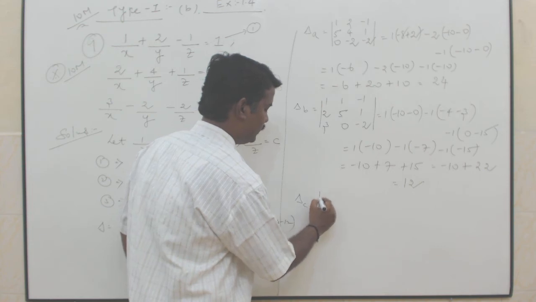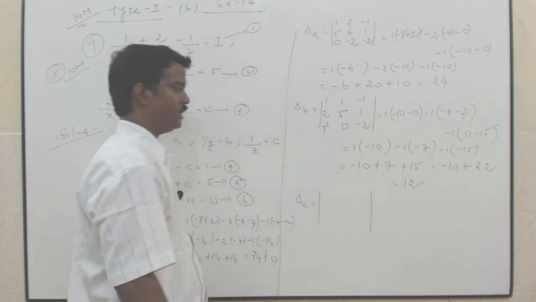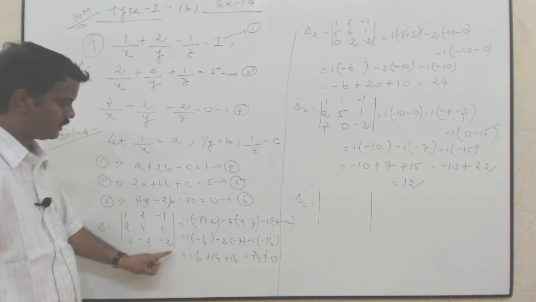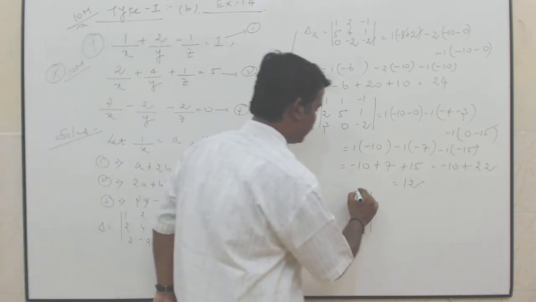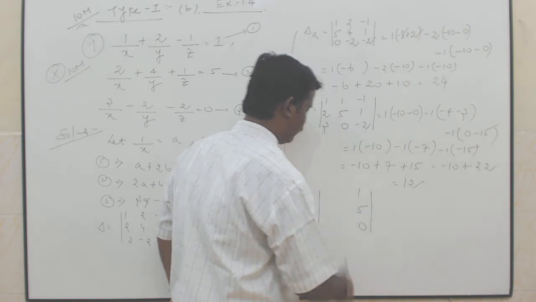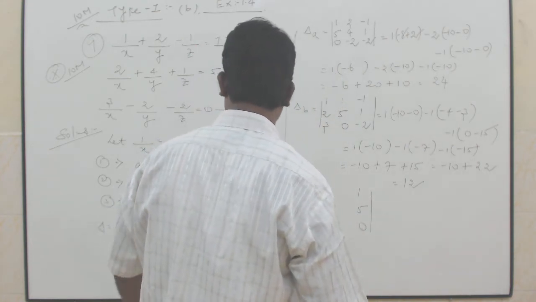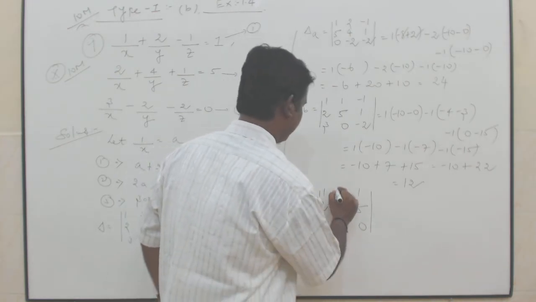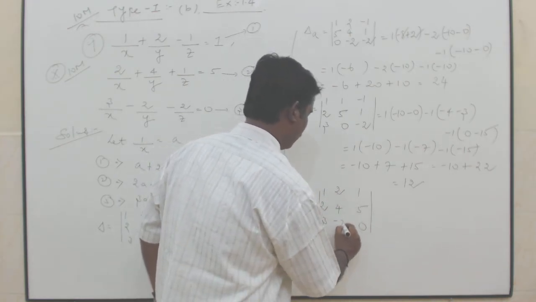Next you find out what is delta C. How will you find out delta C? Replace the third column by the right hand side constants 1, 5, 0. Write the first and second column as it is: 1, 2, 3 and 2, 4, minus 2.